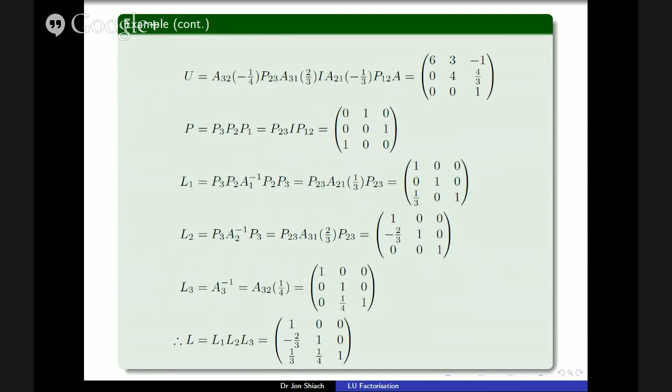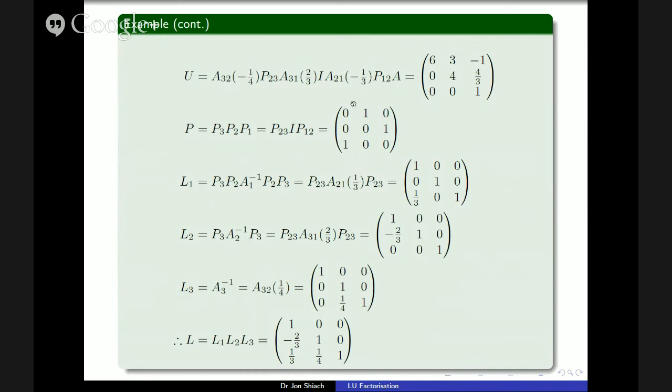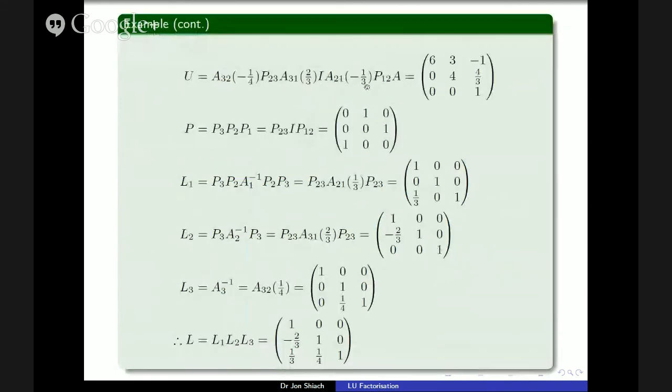I'll explain. Starting just to the left of A and going back this way, I have my permute, adding, permute, adding, permute, adding. Permute 1 and 2, that's my permute 1 and 2. Then add minus a third row 1 from row 2. That's that one there.